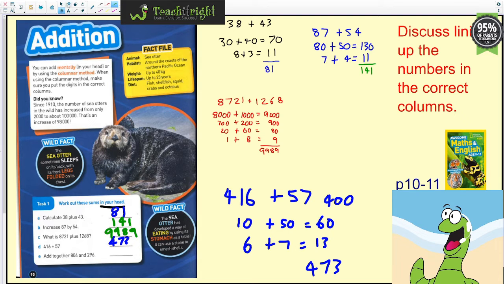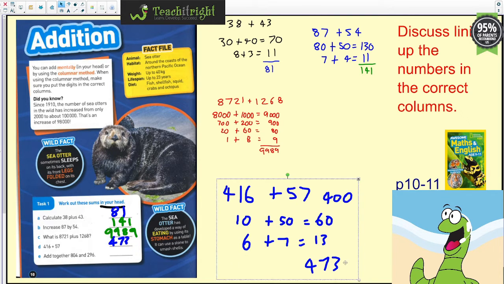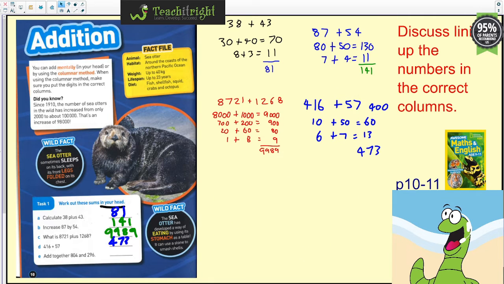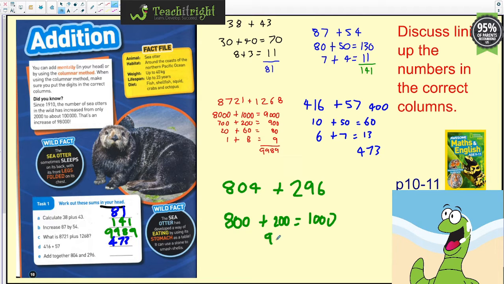And then finally, we've got 804 plus 296. So we need to do 800 and 200, which equals 1,000. We've then got 90 plus nothing, so just plus the 90. And then we've got 4 plus 6, which equals 10. So now we've got 1,000 plus 90 plus 10, which is 1,100, final answer.